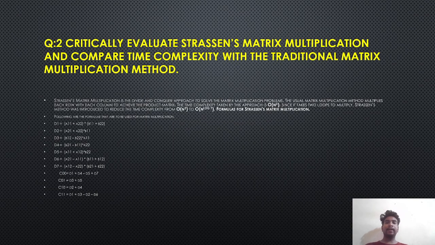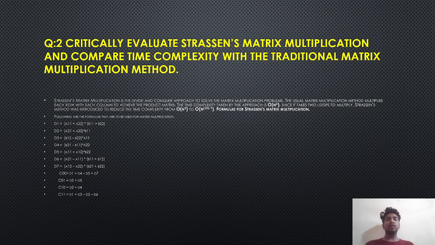Question number two: critically evaluate the Strassen matrix multiplication and compare the time complexity with the traditional matrix multiplication method. Strassen matrix multiplication is basically a divide and conquer approach for the solution of the matrix problem. The usual, traditional matrix method multiplies each row with each column to achieve the product of the matrix. Here, for finding the time complexity taken by the approach, we use O of n to the power 3, since it takes three loops to multiply.